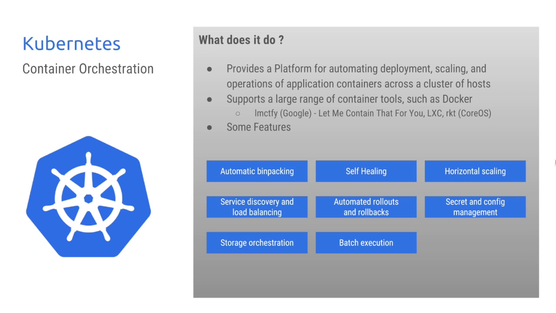So, what does Kubernetes exactly do? Kubernetes provides us a platform for automating deployment, scaling, and the operations of application containers across a cluster of hosts. It supports a large range of container tools, such as Docker, which is the one that we're going to focus on mainly today, but there are a lot of other container tools that it does support.